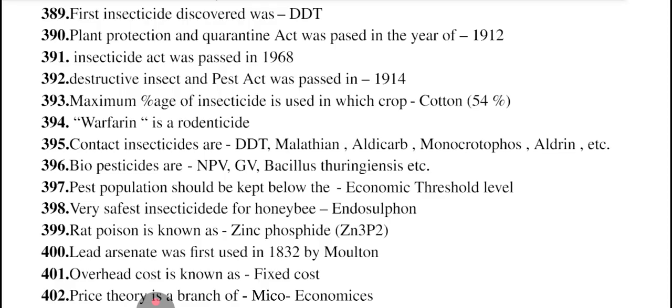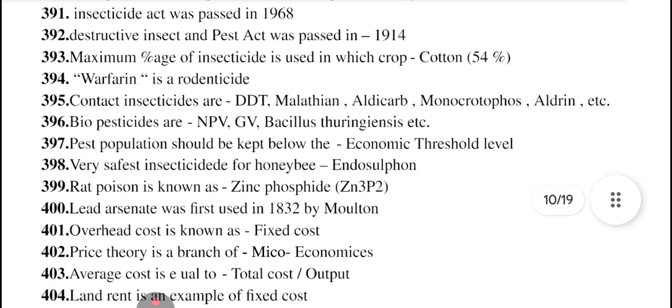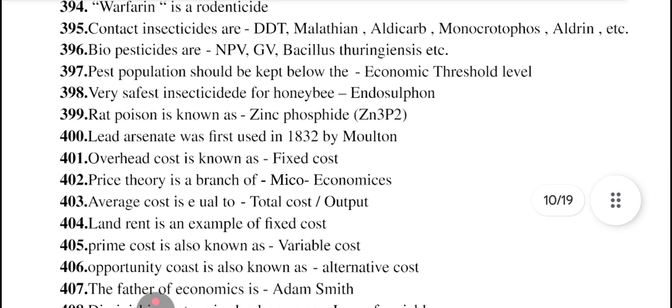Maximum percentage of insecticide is used in cotton, that is 54%. Warfarin is a rodenticide, means to kill rats. Contact insecticides are DDT, malathion, aldicarb, monocrotophos, aldrin, etc. Whereas biopesticides are NPV, GV, Bacillus thuringiensis, etc. Pest population should be kept below the economic threshold level. Very safest insecticide for honeybees is endosulfan.